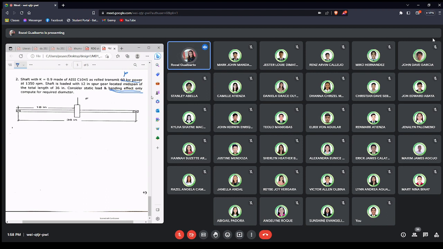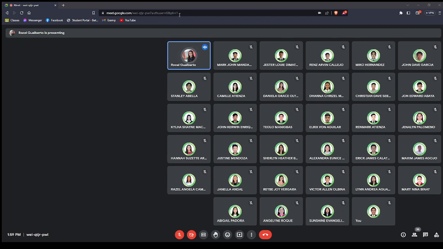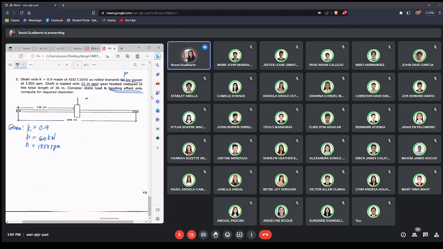So with the value ng pure bending, you start with the given values. You have the diameter ratio equal to 0.9. Power, this is equal to 60 kilowatts. And yung N natin is 1350 RPM. That would be yung speed. And then you have here the diameter, 12-inch spur gear located mid-span.